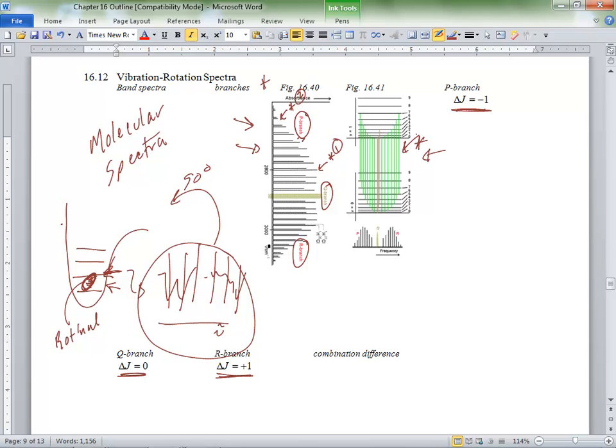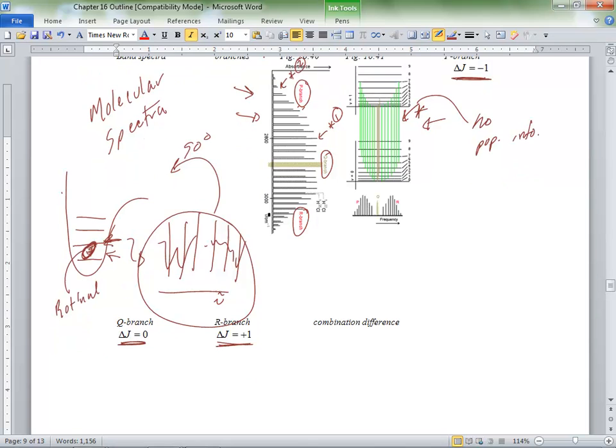Here you just see energy changes. There's no population info. But there is here. In these spectra there's a whole lot of population info. It's all population info. Okay. For allowed transitions.